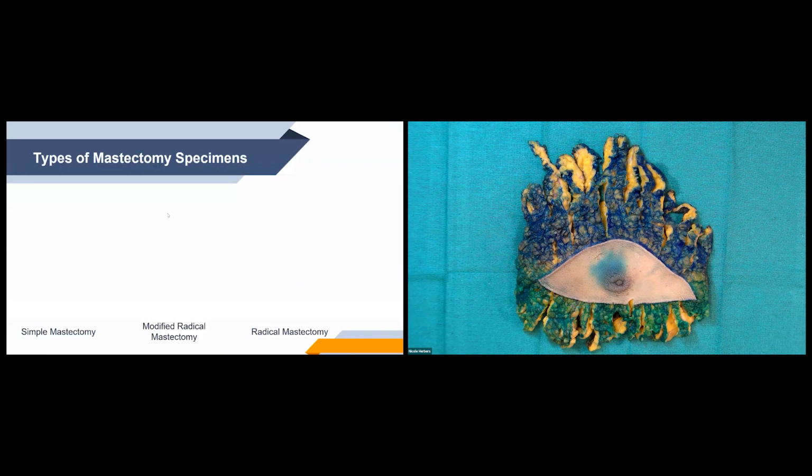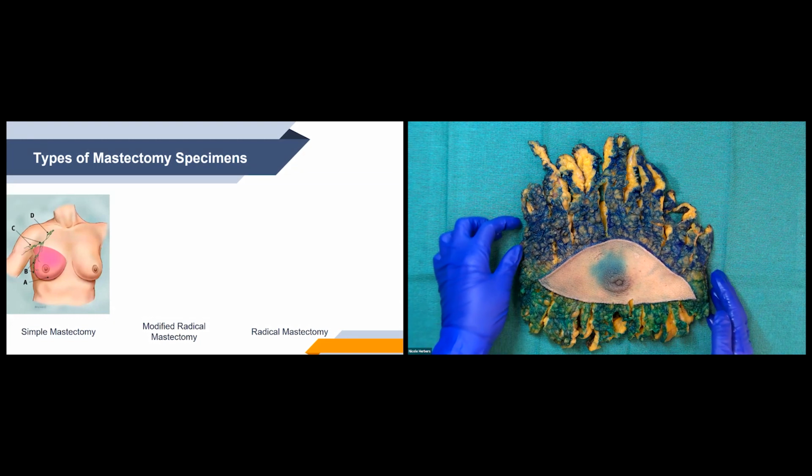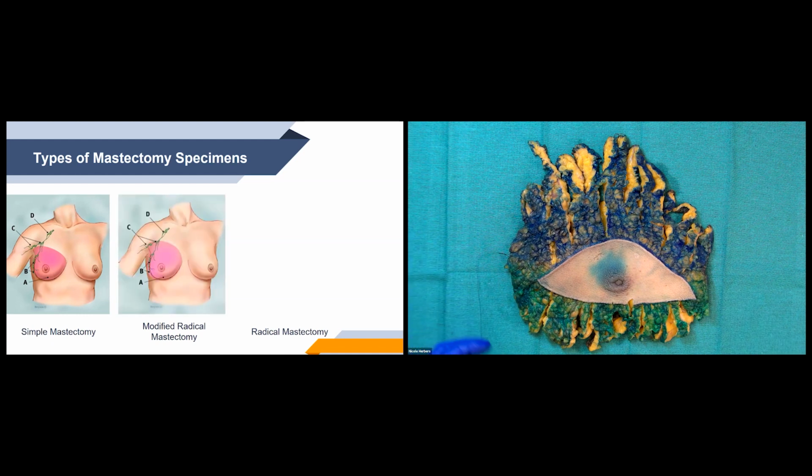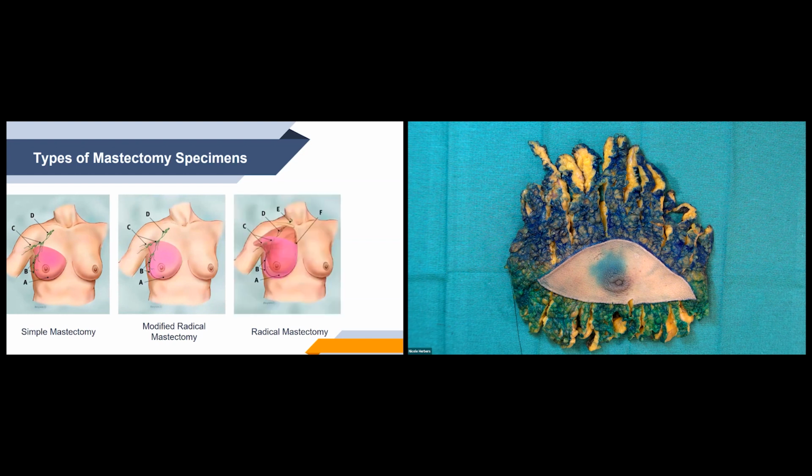So now we'll go through the different types of mastectomy specimens that we can get. So our first one here is the simple mastectomy specimen, and that's what we have here. So it just includes the breast tissue alone. Our next one is a modified radical mastectomy specimen. So that would include the breast tissue as well as an axillary tail dissection. And the last one, which would be removing the most tissue, is the radical mastectomy specimen. So that one would include the breast tissue as well as axillary tail dissection and pectoralis minor and major.